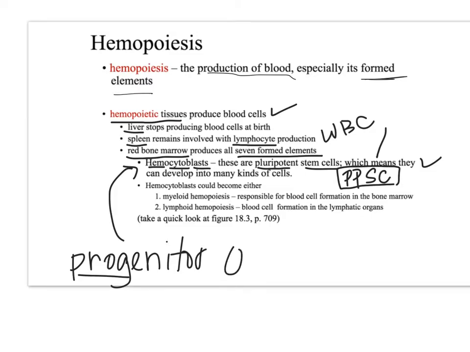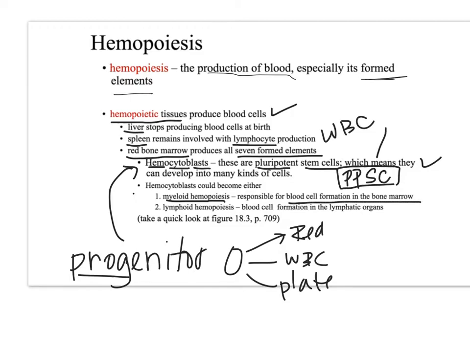So there's one cell and it can become red, it could become white, it could become platelets, depending on what environmental triggers occur. Here I have it down here. Hemocytoblasts could either become myeloid hemopoietic cells, which are responsible for blood cell formation in the bone marrow, or lymphoid, which is blood cell formation in the lymphatic organs.